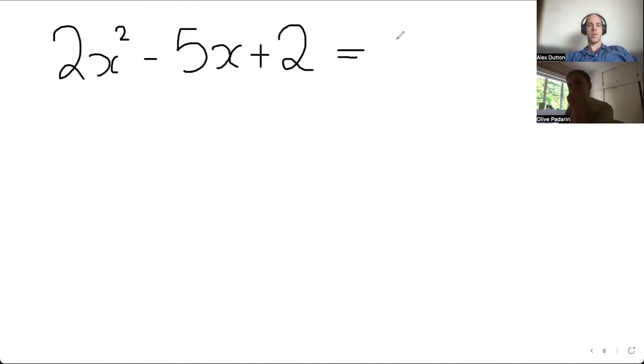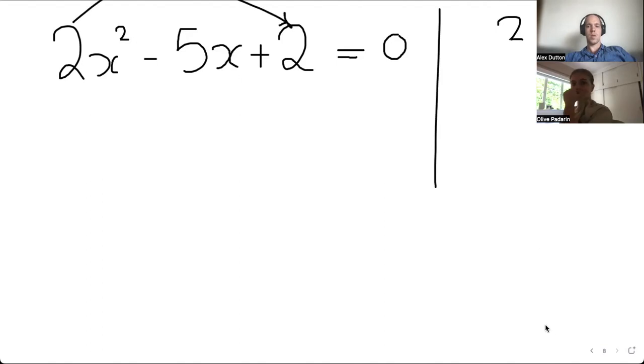So let's have a look at this. The first thing you have to do is 2 times 2, you do this times this. 2 times 2, which is going to be 4. So now we need two numbers that multiply to make 4, but add up to make negative 5. What must they be? Multiply to make 4, add to negative 5. Yeah.